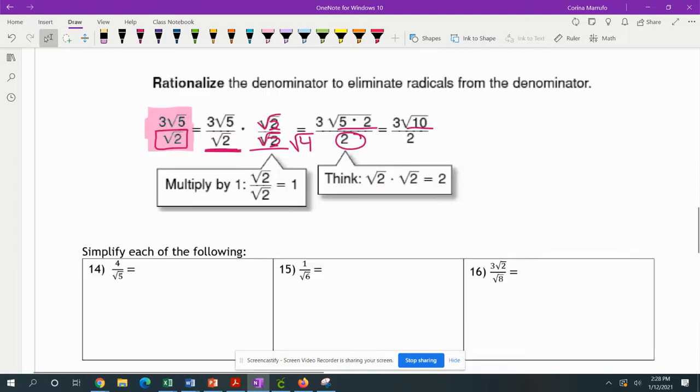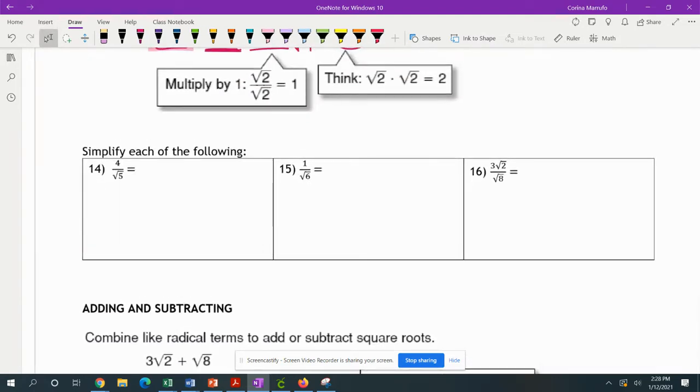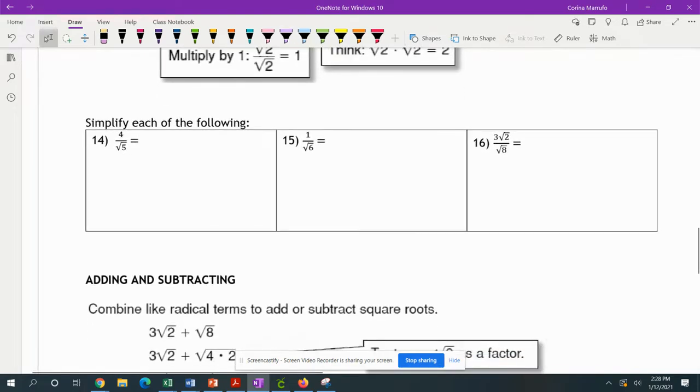So let's go ahead and try to rationalize some of these problems. So here we have 4 over the square root of 5. So we're going to multiply the top and the bottom by the square root of 5. Okay, so this equals, on the top we have 4 and the square root of 5. And on the bottom, the square root of 5 times the square root of 5 gives you the square root of 25, which is just 5.